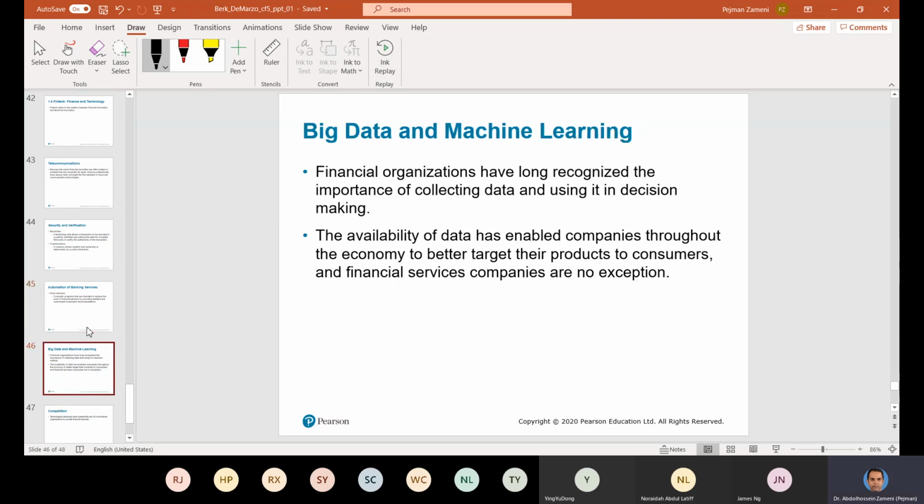Big data and machine learning. Financial organizations have long recognized the importance of collecting data and using it in decision making. The availability of data has enabled companies throughout the economy to better target their products to consumers, and financial services companies are no exception. Then what is big data? So they collect the data from the website from us. Then they process the data.